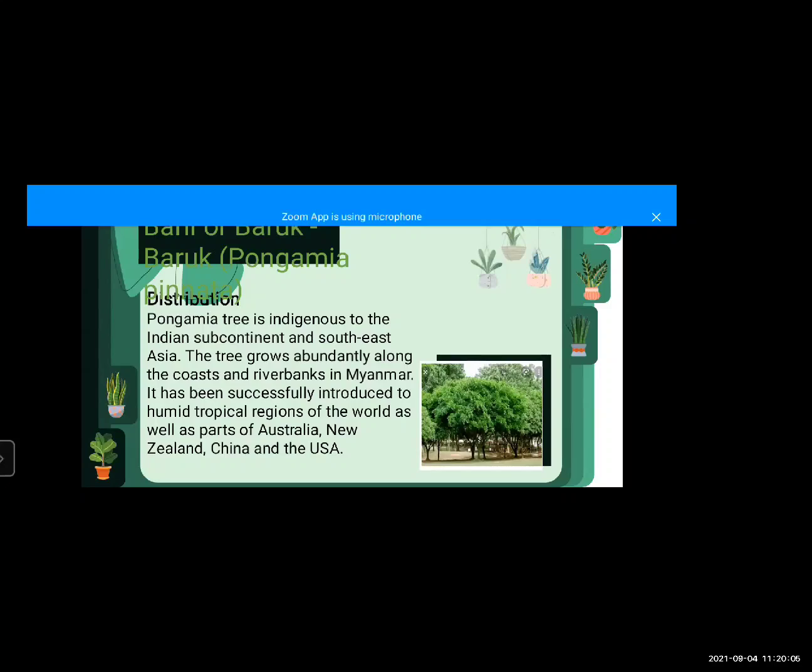In scientific name is Pongamia pinnata. Distribution. Pongamia tree is indigenous to the Indian subcontinent and Southeast Asia. The tree grows abundantly along the coast and river banks in Myanmar. It has been successfully introduced to humid tropical regions of the world as well as parts of Australia, New Zealand, China, and the US.